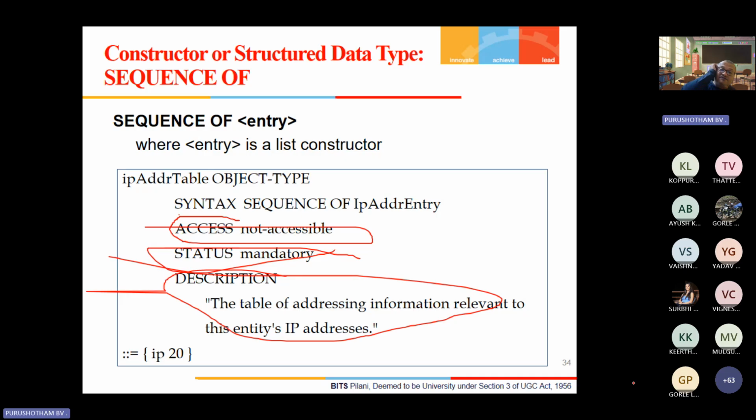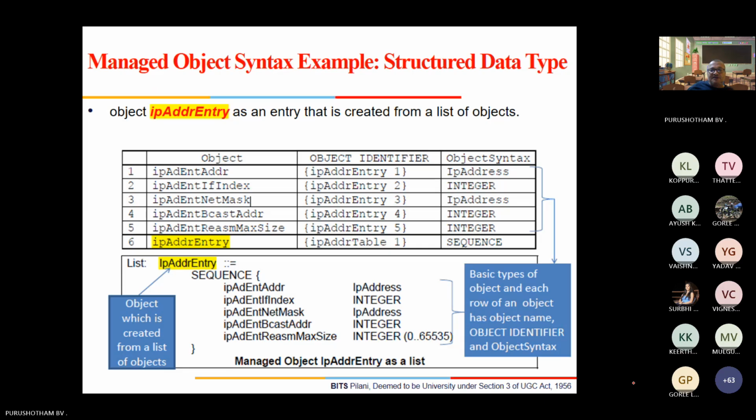So we can say array of arrays, we call it a sequence of. Array of array is called a sequence of. You can have an example here. Object, this thing, that thing, etc. So this is a list, a sequence of. An object which is created from a list of objects, so basic types of object, and each row of an object is an object name, object identity. Wherever there are rows and columns, that becomes a sequence of.